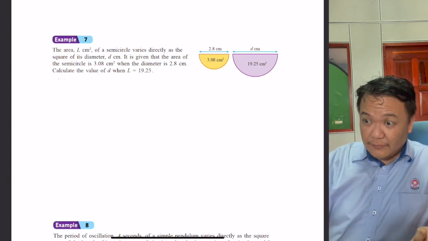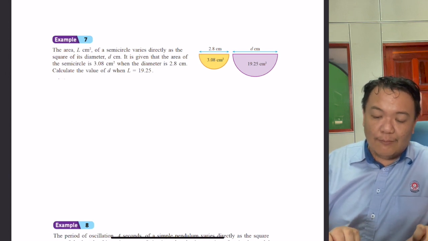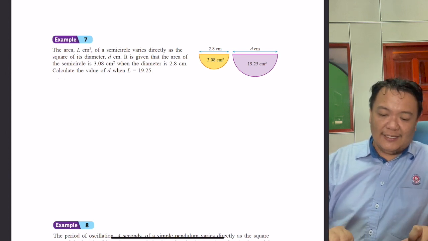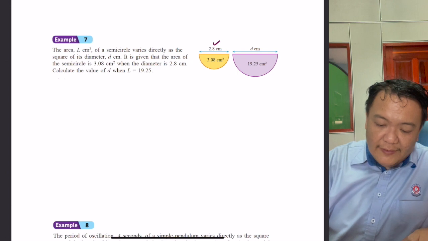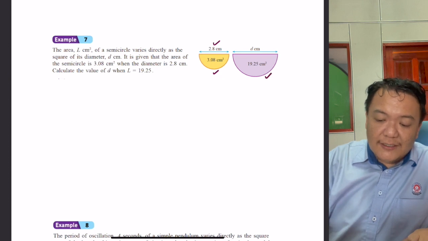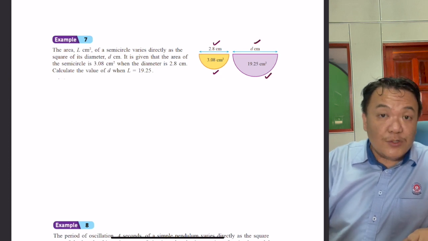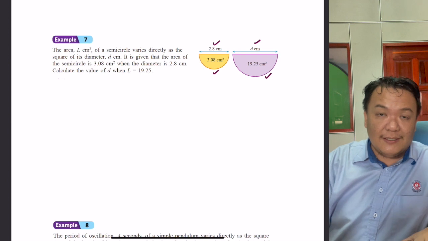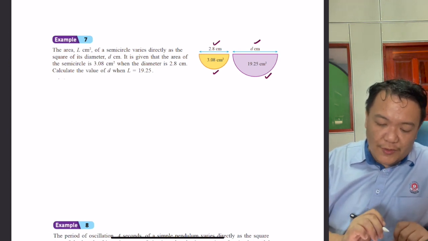Okay. So, macam mana kita nak buat soalan ini? Okay, sama juga. Given that the diameter is 2.8, the area is 3.08. Given the area is 19.25, you need to find the diameter. Okay, so how to solve this problem?